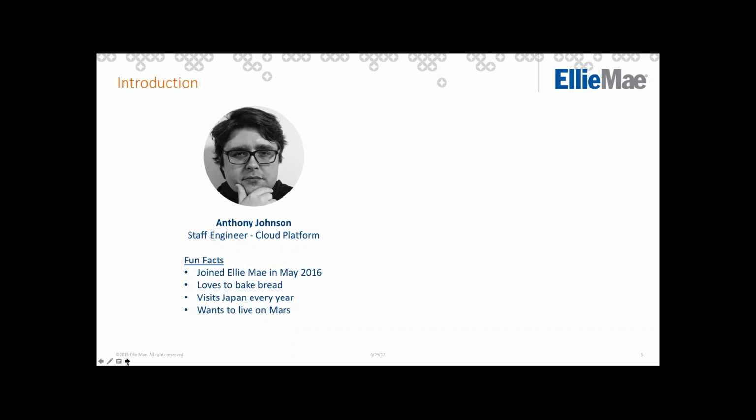As far as myself, I'm a staff engineer over the cloud platform at Ellie Mae, which is basically a hands-on architect role in what most people would consider legacy operations. I've only been at Ellie Mae for a year. It's part of their transition to the cloud. And personally, I love to bake natural sourdough yeast bread. I married a Japanese woman, so now I visit Japan every year. And like most people should, I want to live on Mars. So hoping Elon Musk makes it happen, and rockets are cool.